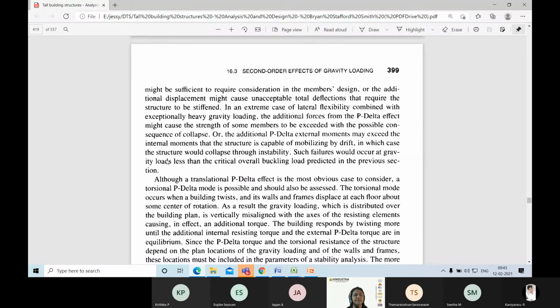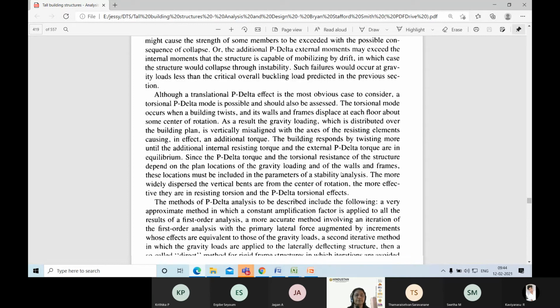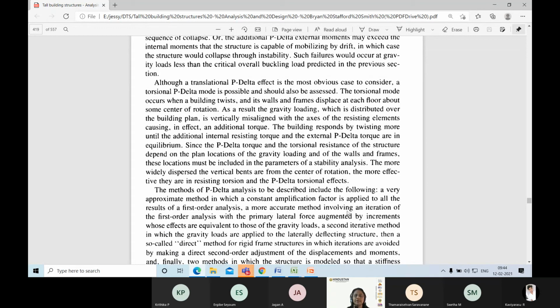Such failures would occur at gravity loads less than the critical overall buckling load predicted in the previous section. For that only we are calculating the critical overall buckling load. If the gravity load is less than the critical loading, then such failures will happen. So you have to check the combination of your buckling load and gravity load calculations. If there is a mismatch there, it will lead to a failure. So this is the entire paragraph you can read.